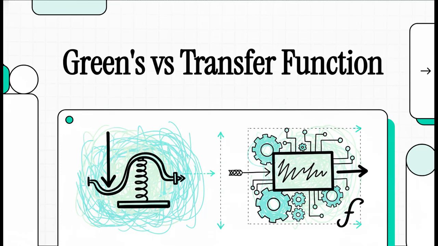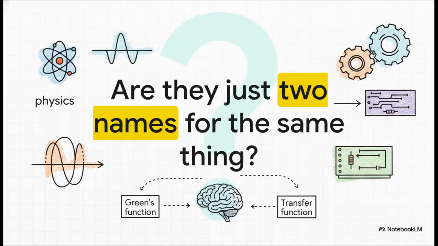Okay, let's dive into something that trips up a lot of folks in engineering and physics, the Green's function and the transfer function. They sound kind of similar, right? They're often used to analyze the same kinds of systems, but are they actually the same thing? So what's the deal here? Are we just looking at two different names for the exact same idea? Maybe it's just a classic case of physicists and engineers using their own jargon for the same concept.